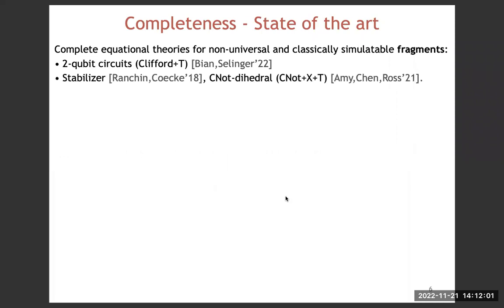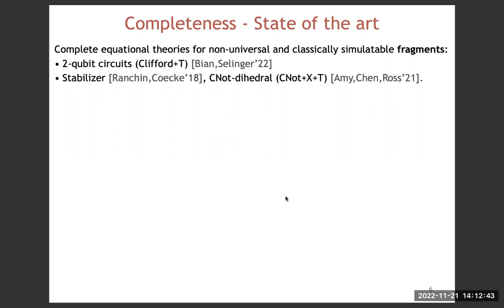There are other results. For instance, for the stabilizer fragment or Clifford fragment by André Ranchin and Bob Kuke, based on the ZX calculus, if I remember well. But it's for quantum circuits, Clifford quantum circuits. And there is also this result for a CNOT dihedral fragment, that is when you have CNOT, X, T, but no Hadamard. In this fragment, it's important that there is no Hadamard, no creation of superposition. This is a result by Mathieu Ami et al. So we have this result, and this is for fragments of quantum circuits, non-universal fragments.